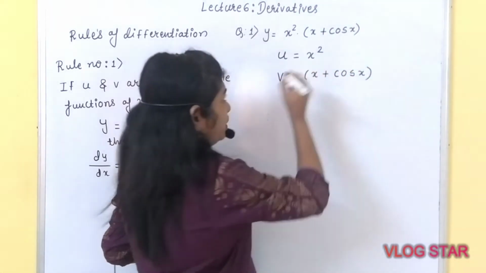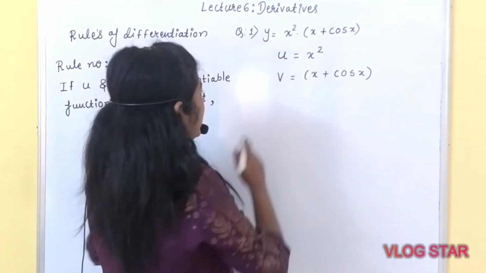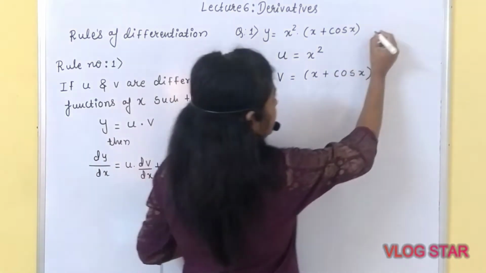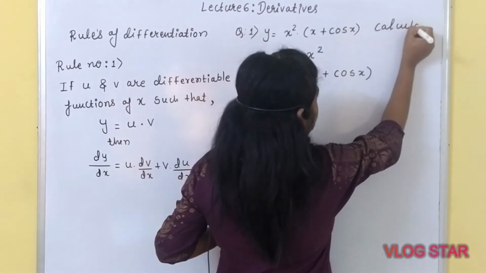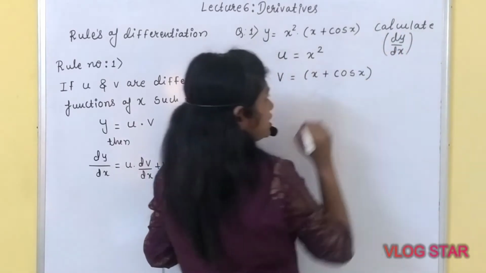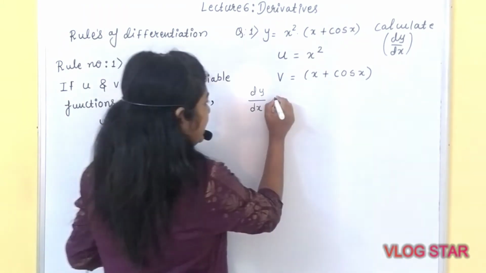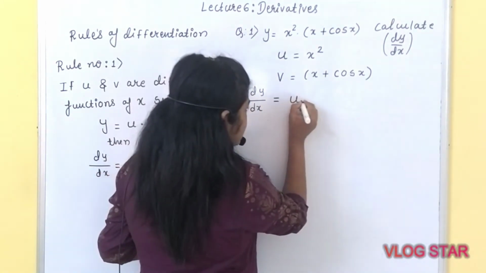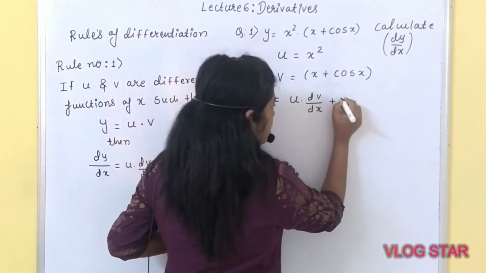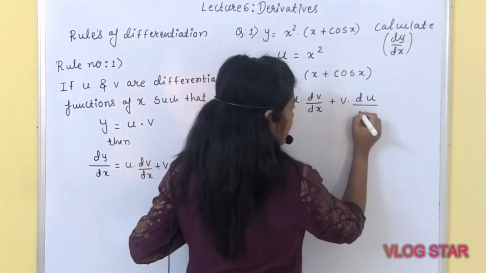Now we have to find the derivative of this term with respect to x, dy by dx. So how are you going to calculate the derivative of y with respect to x? By simply applying the u dot v rule. First write down the standard result: u as it is into the derivative of v with respect to x, plus v as it is into the derivative of u with respect to x.